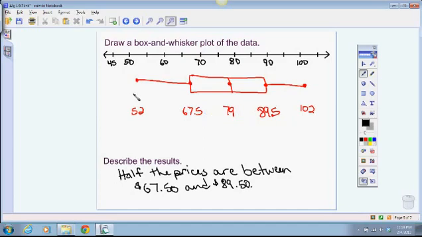We can say 1/4 of the prices are between $52 and $67.50. We could say 3/4 of the total is less than $89.50. Could say 1/4 of the prices are between $89.50 and $102. You could simply say the smallest price is $52, or the greatest price is $102. So again, box and whisker plots allow you to say where 1/4 or 1/2 of the data lie. And so you can make lots of different conclusions by correctly reading your graph.